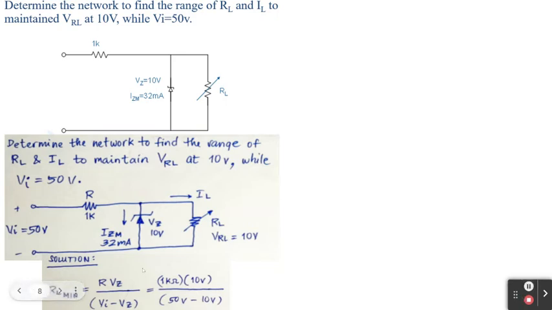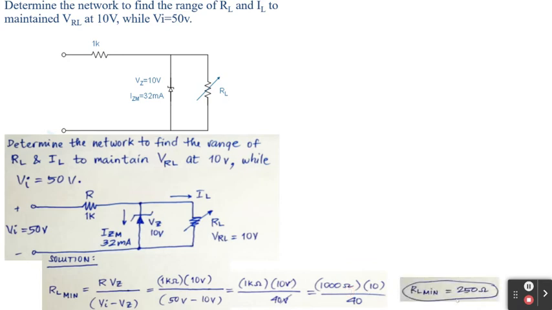In the calculation of RL min, you will notice that the R is multiplied by VZ over VI minus VZ. Taking this formula into account, we will be getting 1 kilo ohm R and the VZ of 10 volts, and the subtraction of 50 minus 10 volts will be equal to 40 volts. Take note that the VZ is 10 and the input voltage is 50. So we will be getting 1 kilo ohm multiplied by 10 volts divided by 40 volts, and we will be canceling the unit for the volt over volt, and we will have remaining unit of ohm or ohms.